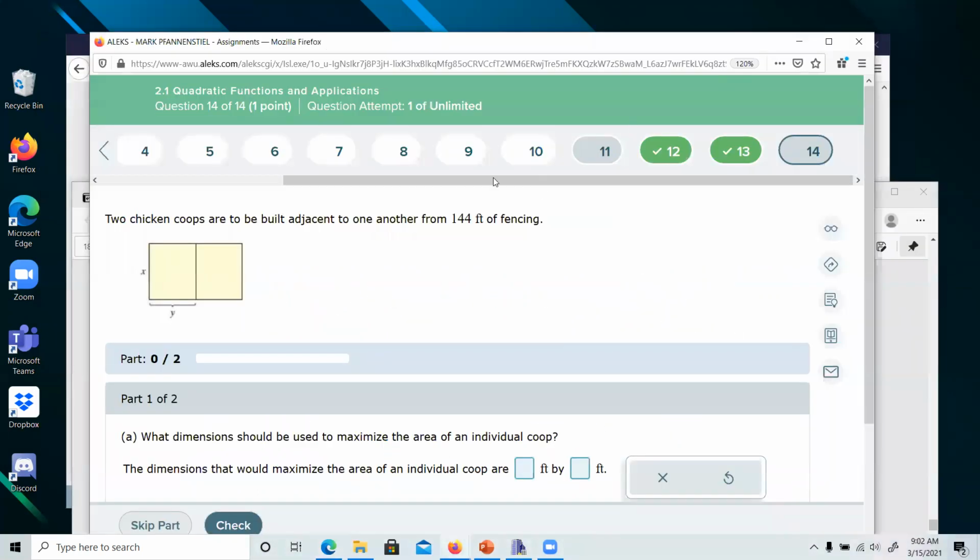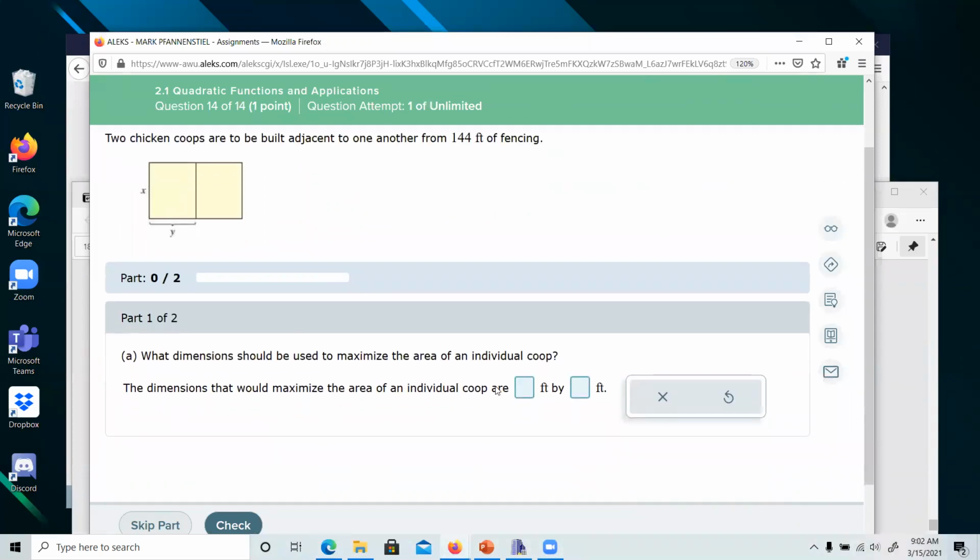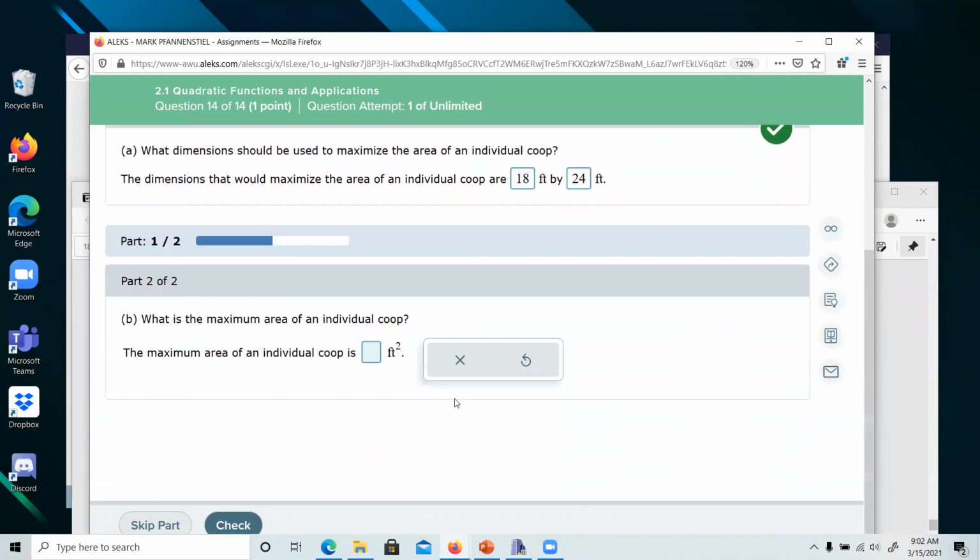So let's go ahead and deal with the problem. So what dimensions should it be? Oh, they are going to ask us too. Right, they wanted to say, oh, 18 by 24. I'm wondering if there's a particular order I should put them in. I guess I'll find out. All right, I don't think they cared.